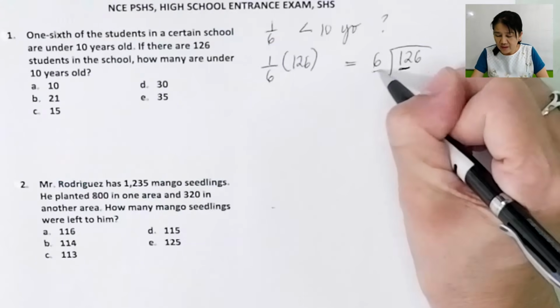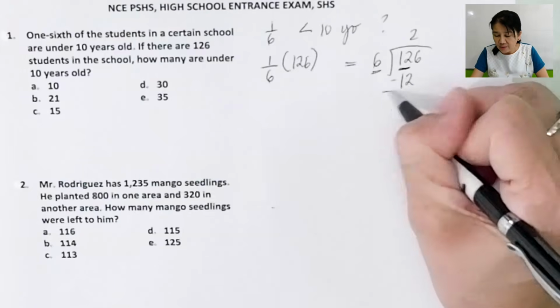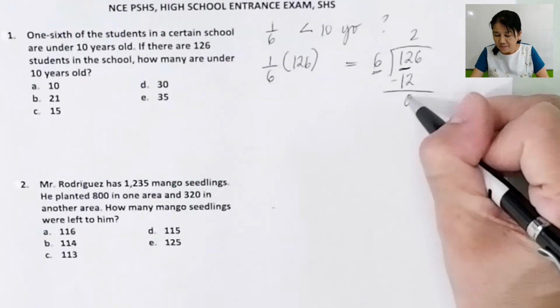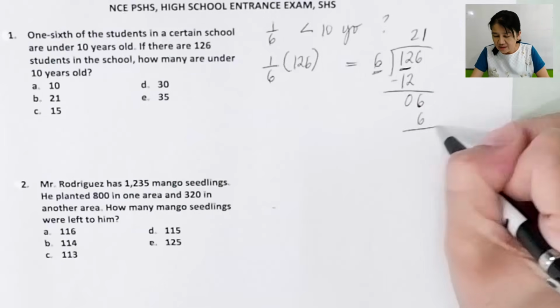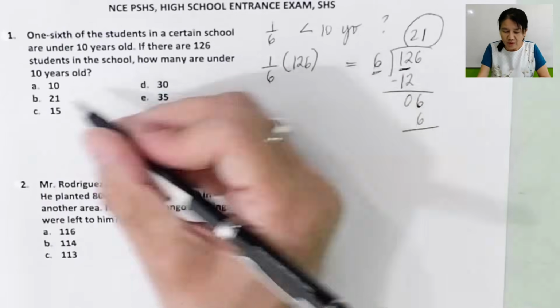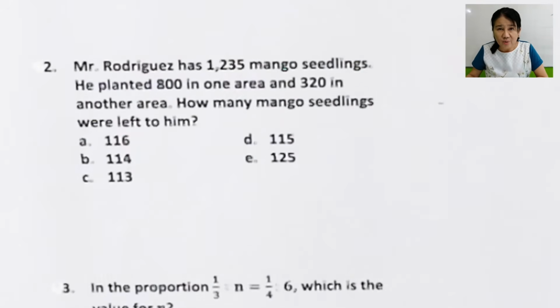12 divided by 6 gives you 2. 2 times 6 is 12. 12 minus 12 is 0. Bring down 6. 6 divided by 6 is 1. 1 times 6 is 6. So we have here 21 students who are under 10 years old.